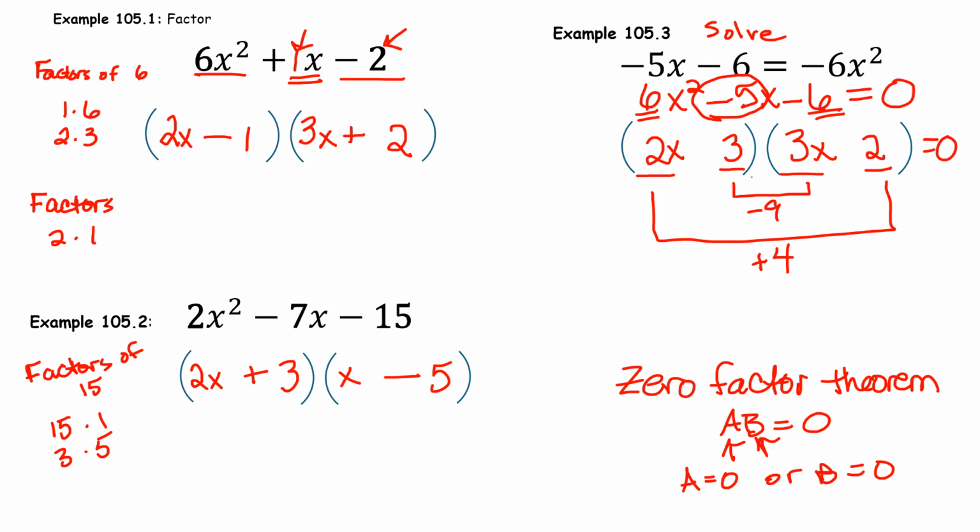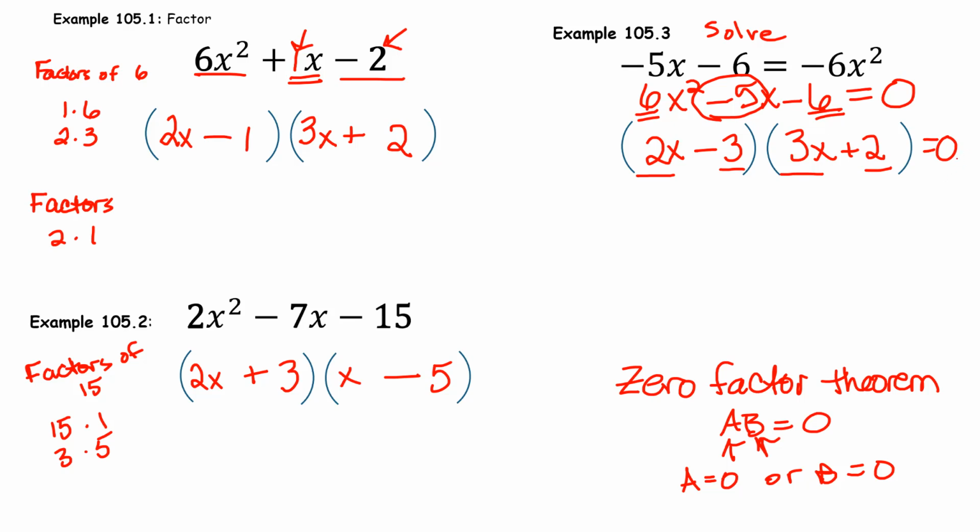So to get a -9, I need this 3 to be negative. So I'll have -3 times +3 to give me -9. To get a +4, I need the 2x to be positive, which it already is, and I need the 2 to be positive. And so this is the factorization for that quadratic trinomial.